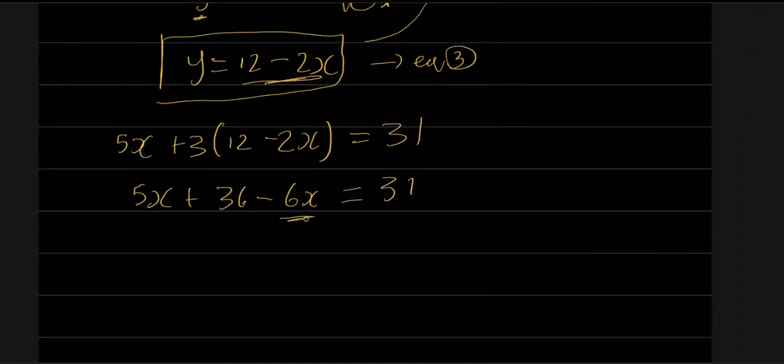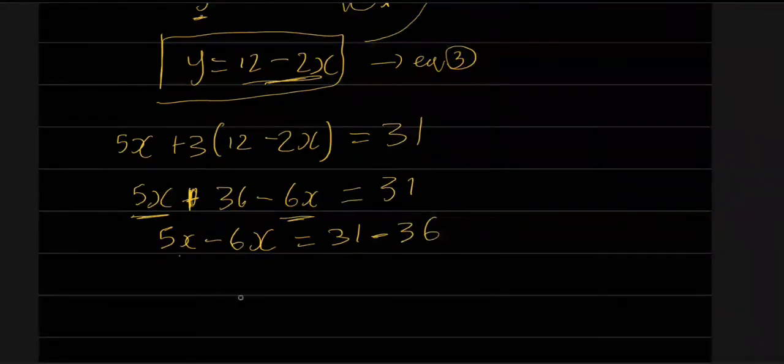And then we put the like terms together. We see we have 5x here, negative 6x here, and we have 36 here. So we put those two together. So we have 5x minus 6x is equal to, we have a plus 36 here, so we take that over the equal sign, it will become 31 minus 36. So 5x minus 6x, you'll have a negative 1x, but we know we don't put back the 1, is equal to 31 minus 36, that will give you a negative 5. So x will have a value of, this negative we cancel with that negative, x will have a value of 5.